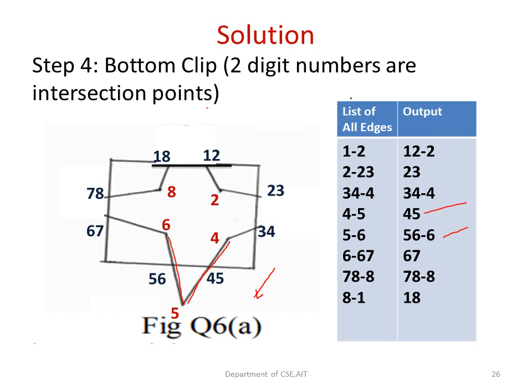When we go for the bottom clip, you can see that the edges which will be affected are 4 to 5 and 5 to 6. 4 to 5 is from inside to outside, so I am going to get only the intersection point, that is 45. 5 to 6 is from outside to inside. I am going to get the intersection point 56 and also the inner point, that is 6. This will be given as the output for the next stage.